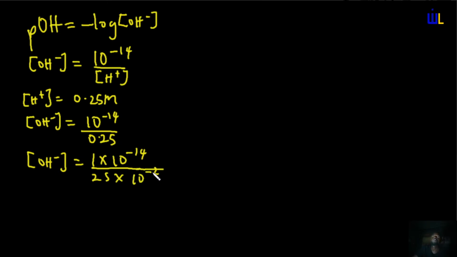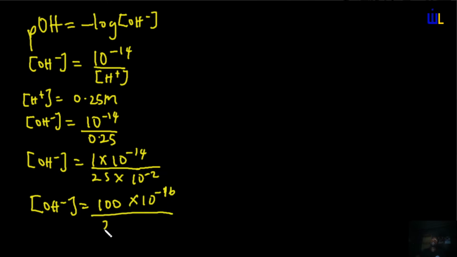Why I'm writing it like this is so that it will be easier to resolve. For me, I prefer solving it without a calculator. If you put this in the calculator, you get your answer straight up. But let's say we are not dealing with a calculator. What I do is I multiply this by 100, and if I add 2 zeros here, it means that this is going to increase to 100 times 10 raised to the power minus 16 divided by 25 times 10 raised to the power minus 2.